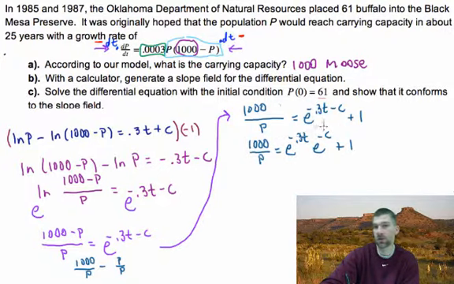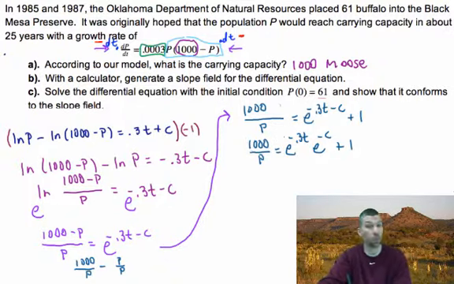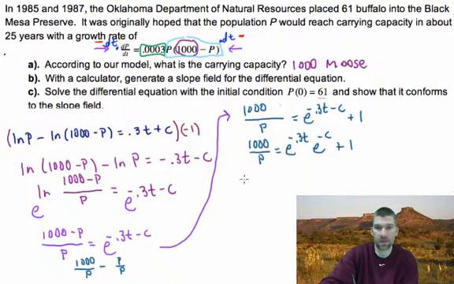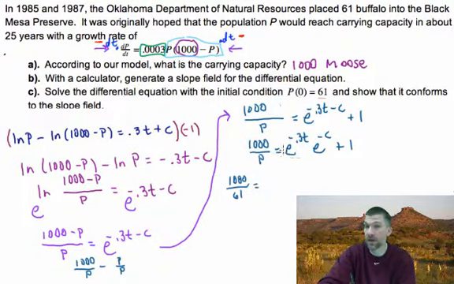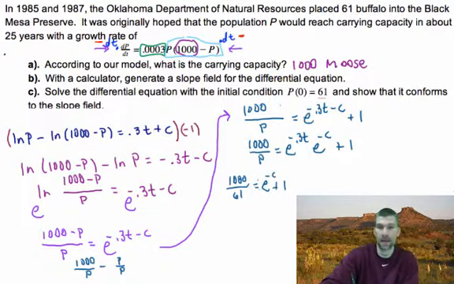And then once I get here, I can now substitute in my initial value for p and for t. So t is going to go to 0, p is going to go to 61. So I end up with 1,000 divided by 61 equals e to the negative 0.3 times 0. So anything to the 0 power is 1. So e to the negative c plus 1. All right. And then I'm going to get a decimal over here. So 1,000 divided by 61 minus 1. Again, algebra. The algebra is a killer on this problem.